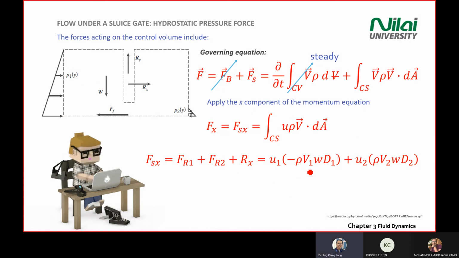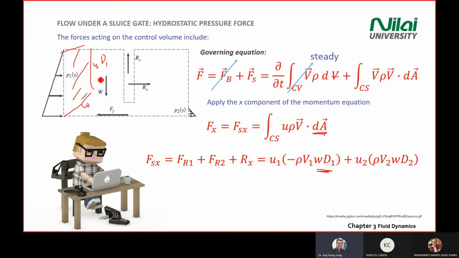Then after that, why do you suddenly see WD1 in the area? W is the width of the structure. This is your W. This is your Y, or in this case, given as D1. So you want to find the area. You take your width times the height of the water. So you take WD1. Same with the second one on the second side here. So you have U2 rho V2 WD2 in this case. All right.